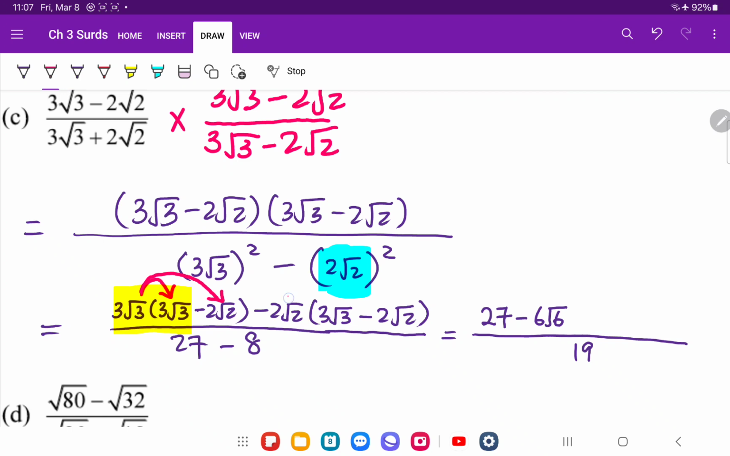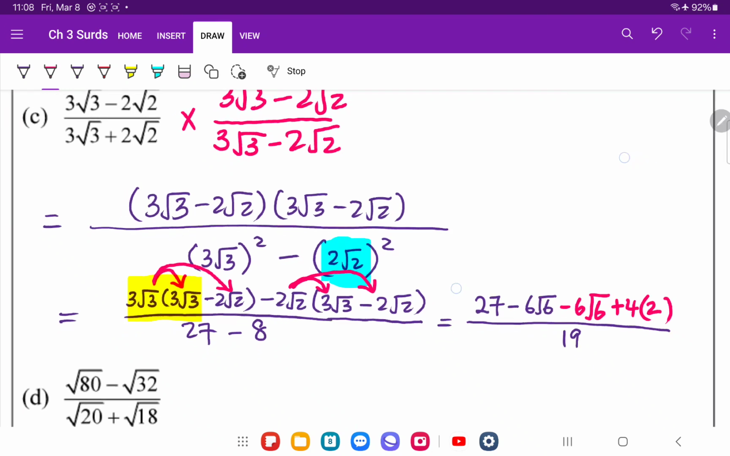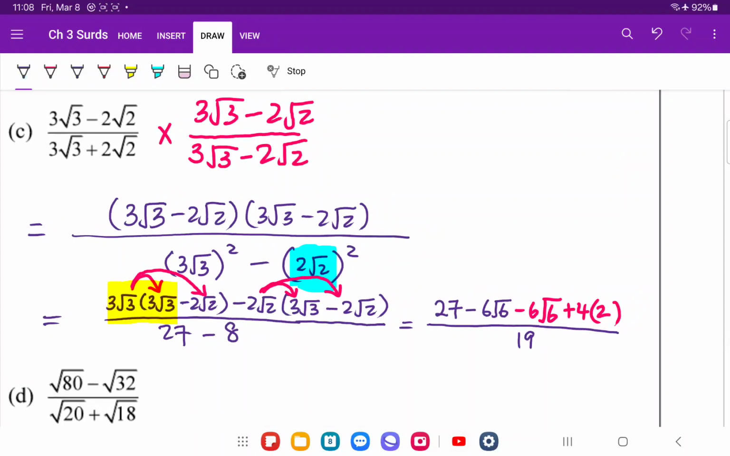Next rainbow. Look at the numbers. What is negative 2 times 3? Negative 6. But what is the surd? Square root 2 times square root 3. Not 6. Square root 6. Okay, lastly, this one. What is negative 2 times negative 2? Positive 4. But what is root 2 times root 2? 2. Okay?